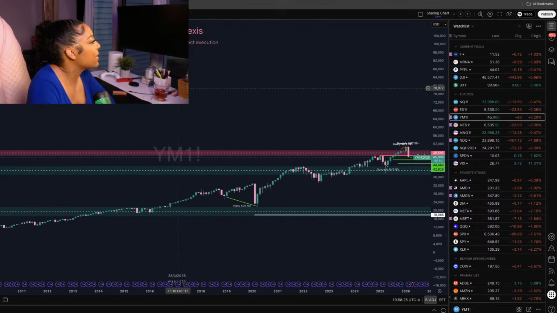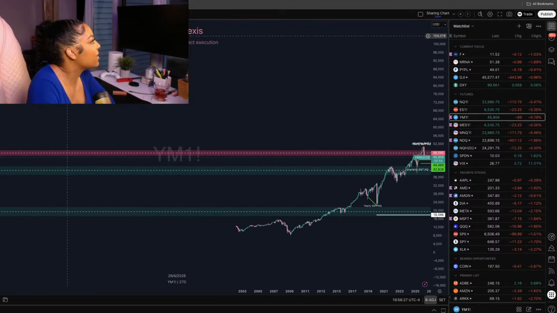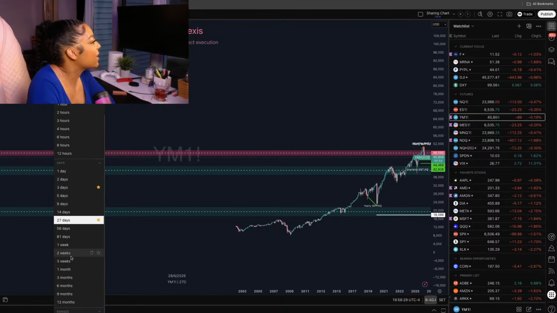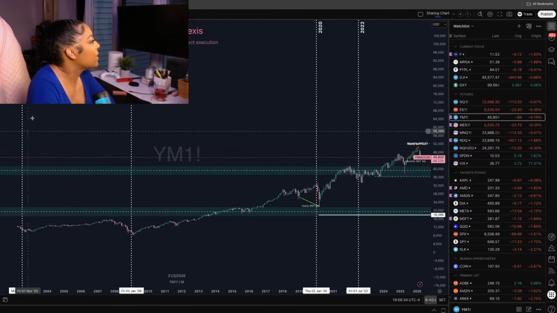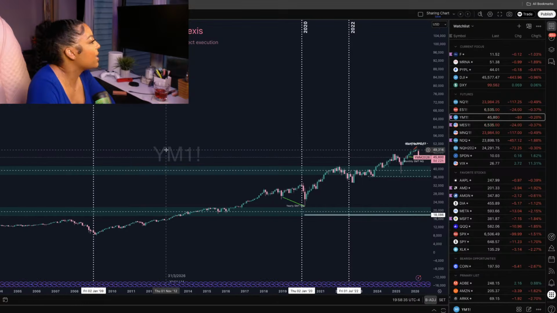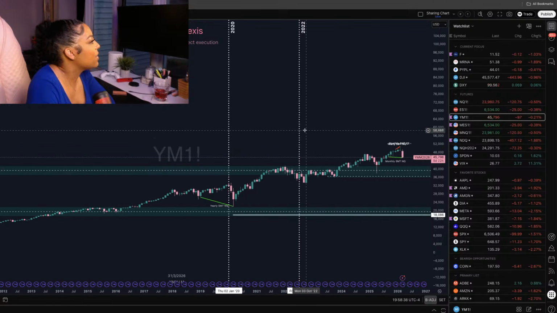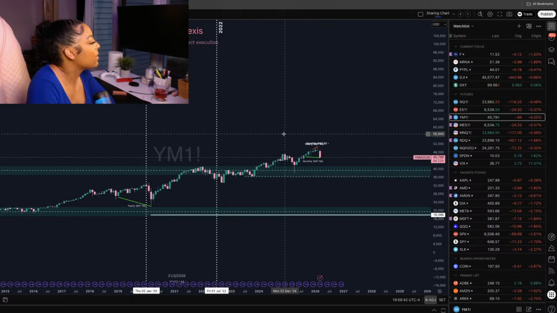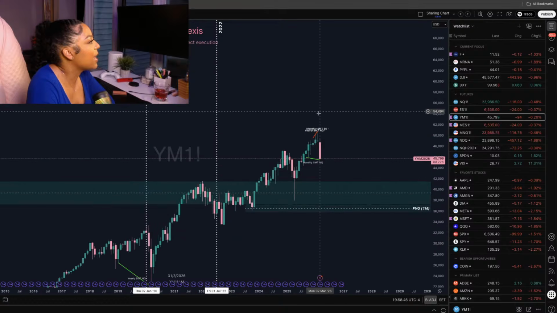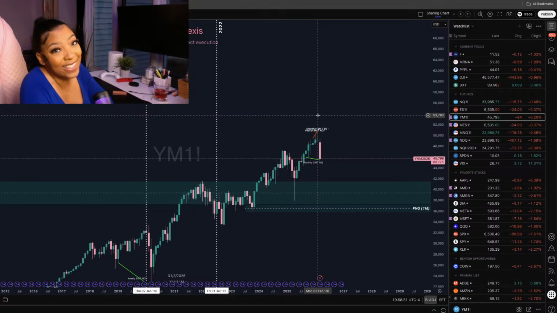It's always interesting when I look back at my charts. Did you see those time frames I had marked? So 2022 dip, 2029 dip, 2020 dip, 2022. This is 2024. And then look at the candle we just made. You see it? That's not a cute candle.